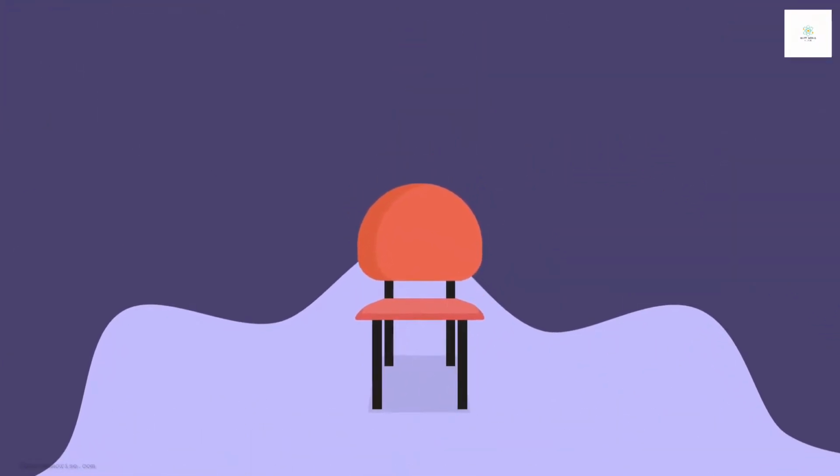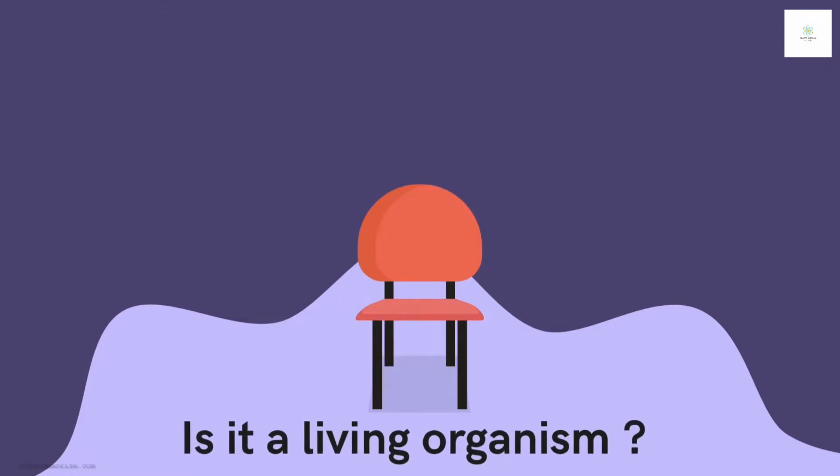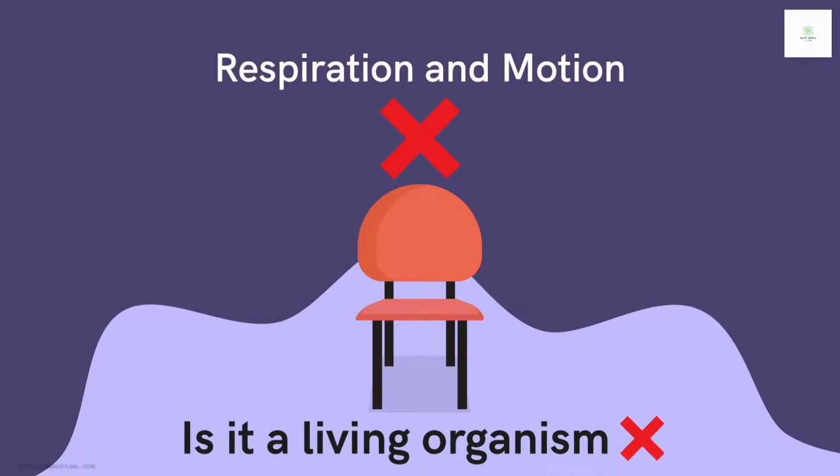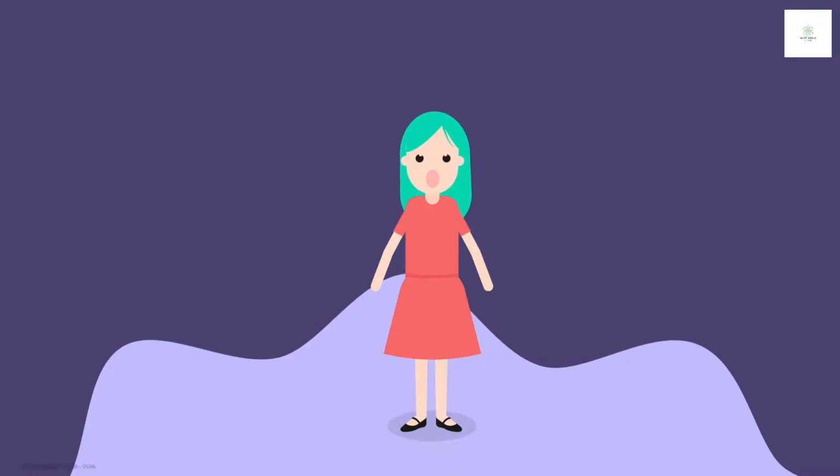Look at this chair. Is it a living organism? It isn't. It doesn't breathe. It doesn't move. But are these the only defining characteristics which separates the living from the non-living? Are there any other characteristics displayed by living organisms?